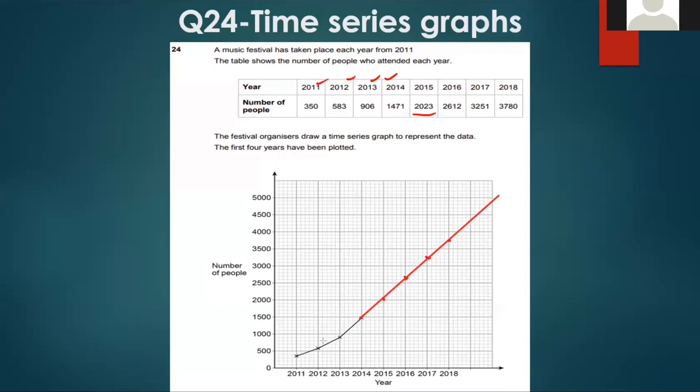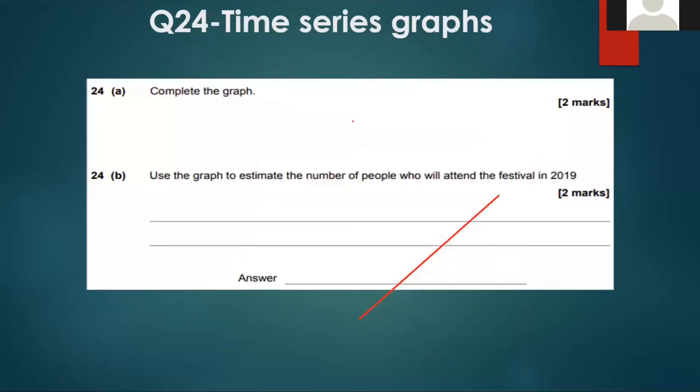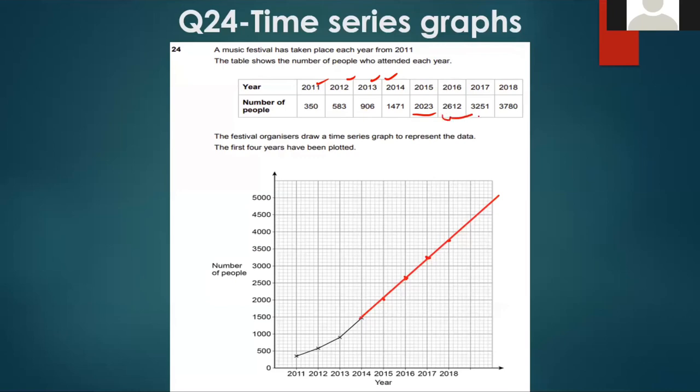So you can see that each year, more people are going to the festival. You can see that quite clearly and it matches up with the statement. Is it right? Well, yes, it's going up. My line is going up as a positive correlation.